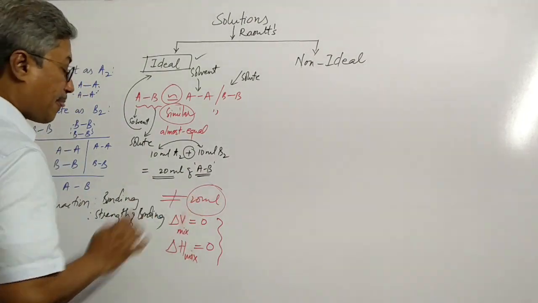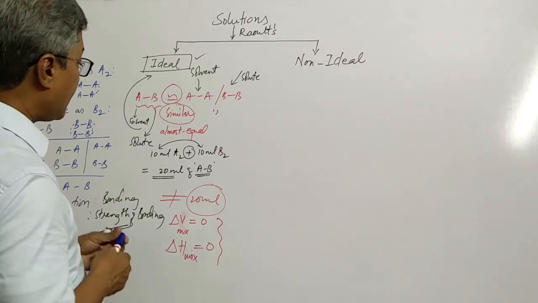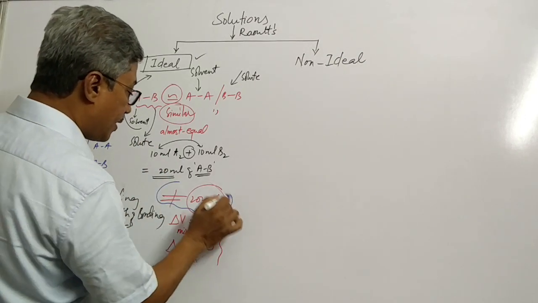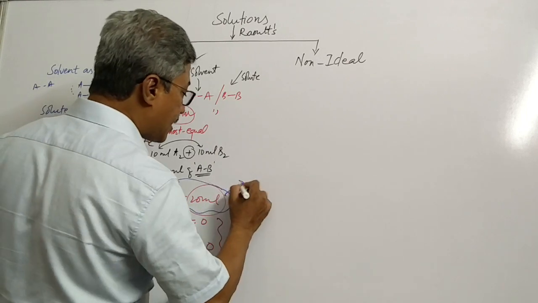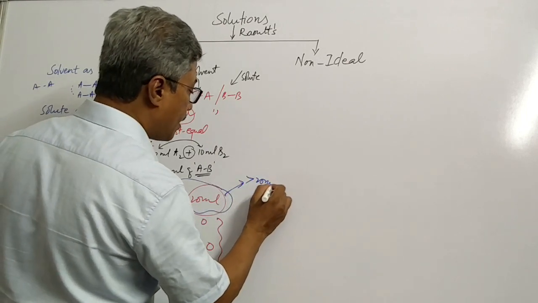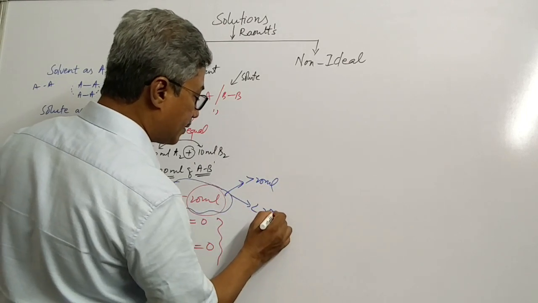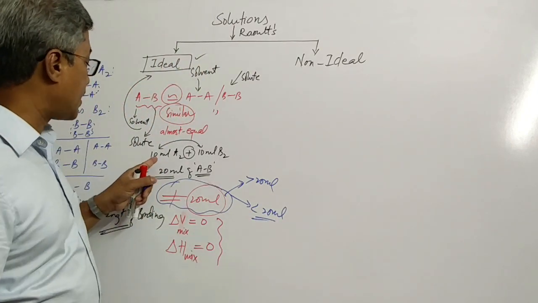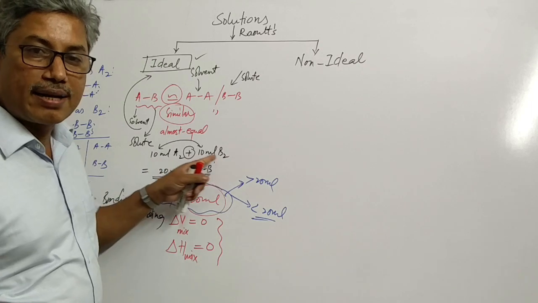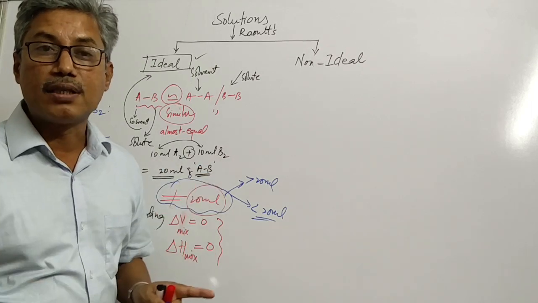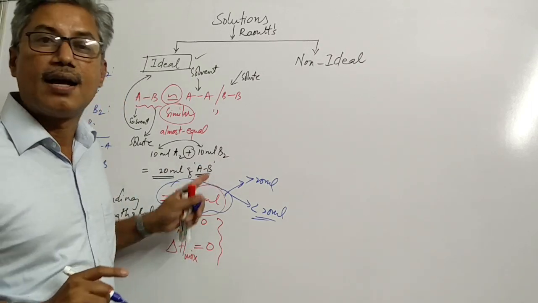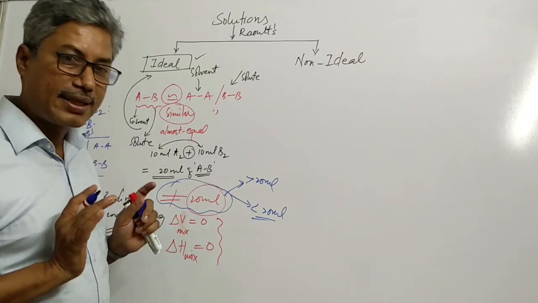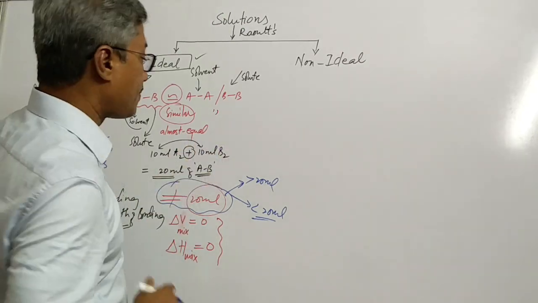Now come to this. What if it is not equal to 20 ml? If it is not equal to 20 ml, it means that either it is more than 20 ml or it is less than 20 ml. See students, you have mixed 10 ml of A2 and 10 ml of B2. If the obtained solution is not equal to 20 ml, either it will be more than 20 ml or less than 20 ml. Is it clear, students? Now let us see.